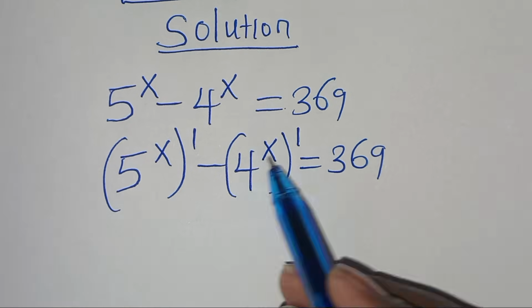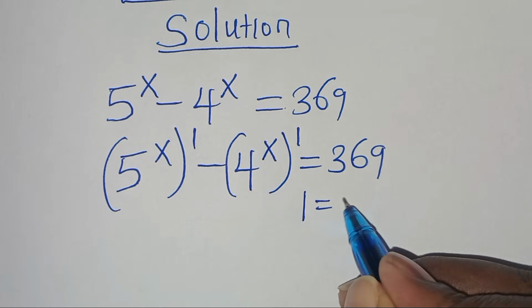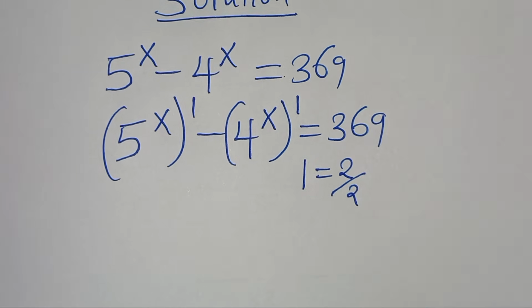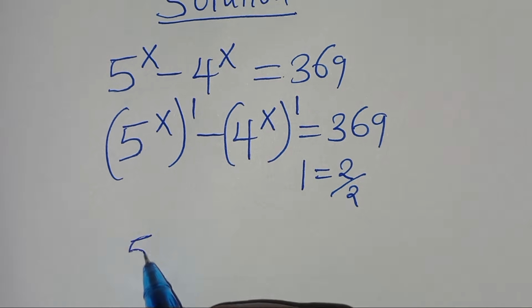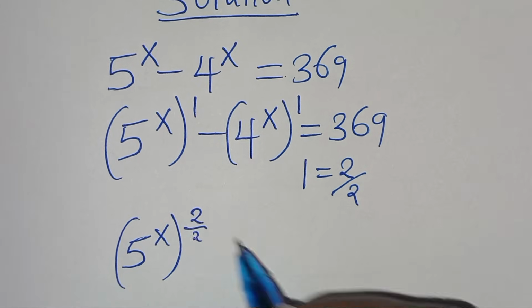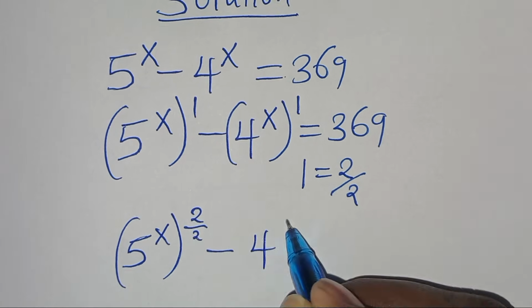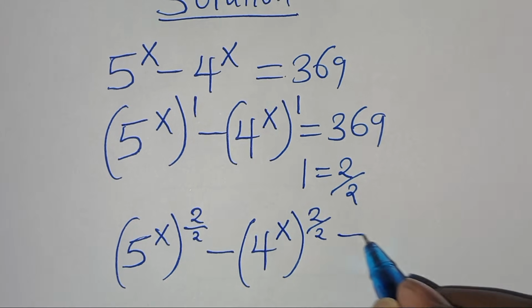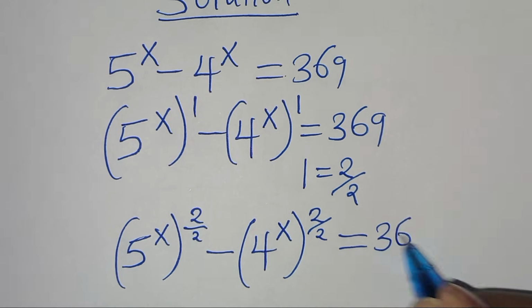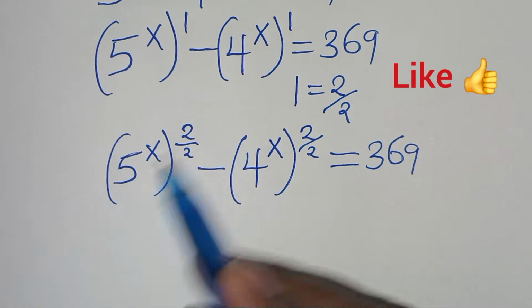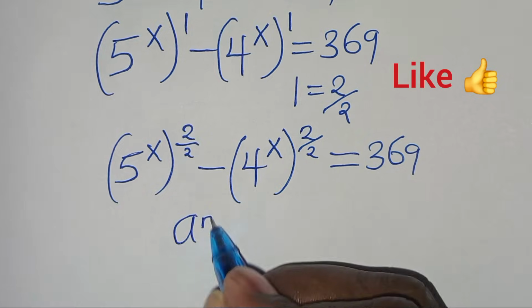Now, the next step is that we can express 1. This is the same thing as 2 over 2. Substituting this, then we have 5 to the power of x raised to the power of 2 over 2, then minus 4 to the power of x raised to the power of 2 over 2. This is equal to 369.